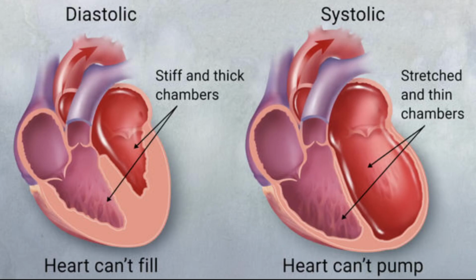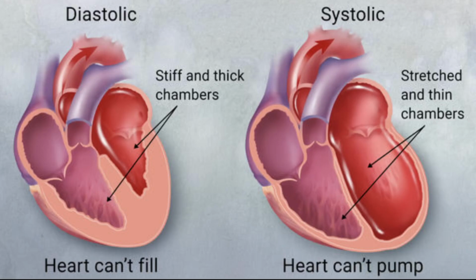Dilated cardiomyopathy. This is the most common type of cardiomyopathy. It involves the enlargement, dilation, of the heart chambers, particularly the left ventricle. The heart muscle becomes weakened and stretched, reducing its ability to pump blood effectively. Over time, this can lead to heart failure.